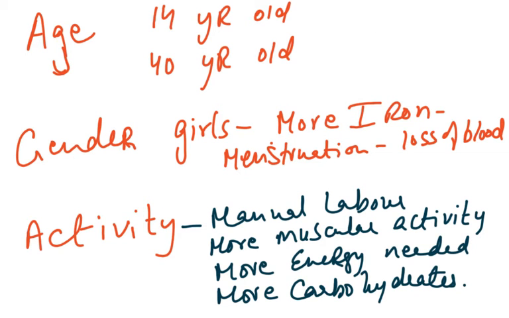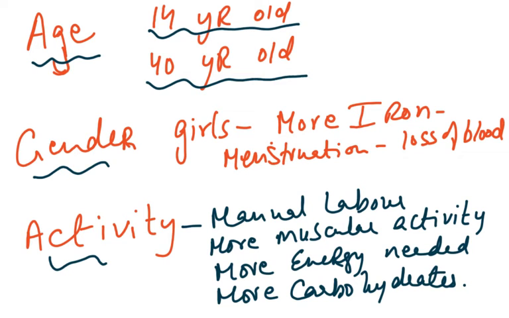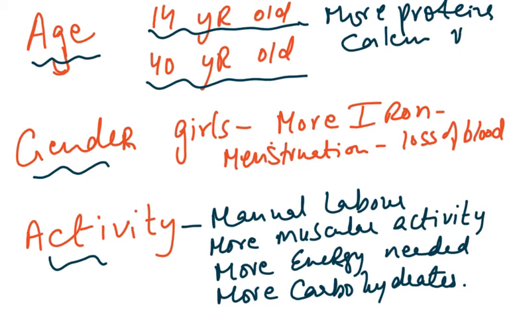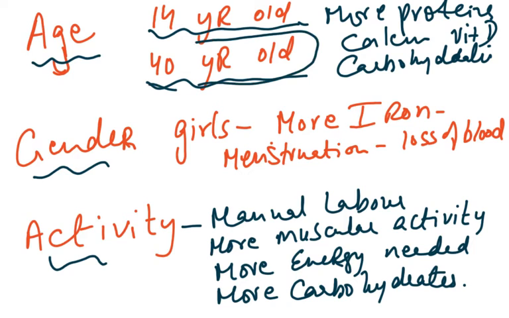Then how a balanced diet is going to change regarding age, gender, and activity of a person. So we have to think of a 14-year-old and a 40-year-old. A 14-year-old would need more proteins. Why? Because he or she is growing. So more proteins, more calcium, more vitamin D, and of course more carbohydrates, because more energy is needed. A 40-year-old probably would not need so much of the proteins and the calcium and the carbohydrates. So that is the age of a person and the diet.